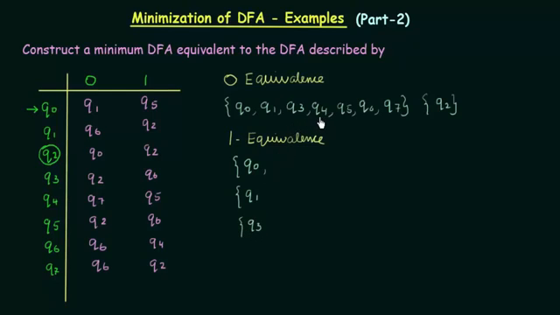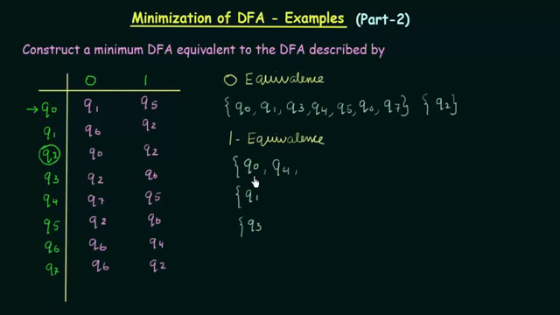Now let me check Q4. Let me check it with Q0. Q0 and Q4 on getting input 0, they go to Q1 and Q7. Q1 and Q7 fall in the same set, so it is fine. Now on getting input 1, where do they go? Q0 goes to Q5 and Q4 goes to Q5. So they are the same states. So again it is fine, and hence we can say that Q0 and Q4 are 1 equivalent. And now let me check for Q5.